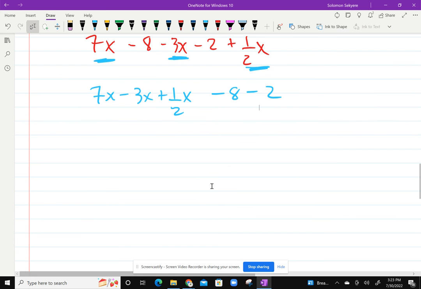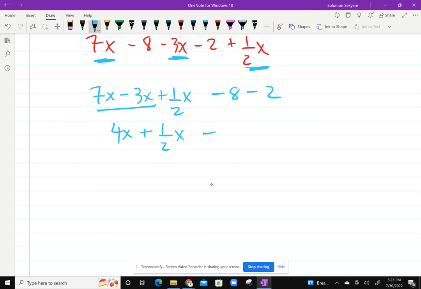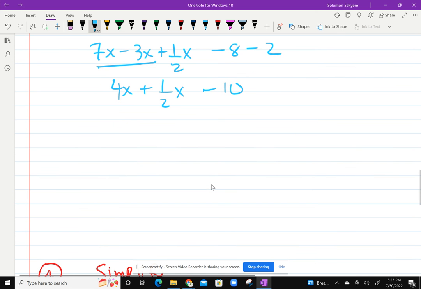7x minus 3x, what is that? That is 4x. So we have 4x plus 1/2 x minus 8 minus 2, which is minus 10. How do you do this fraction? So don't worry about the x. It's like you're doing 4 plus 1 over 2. How do you do 4 plus 1 over 2?